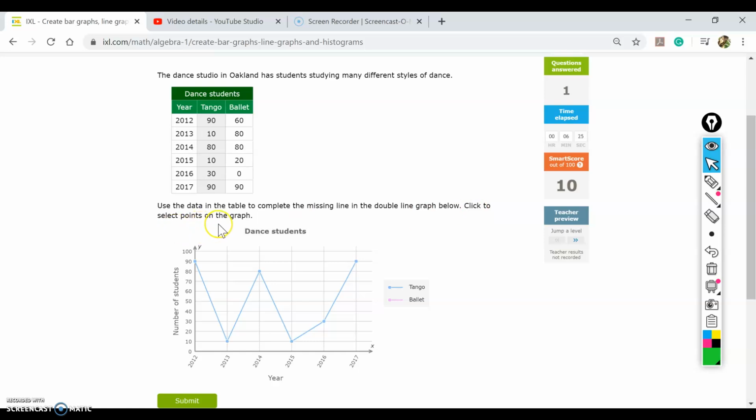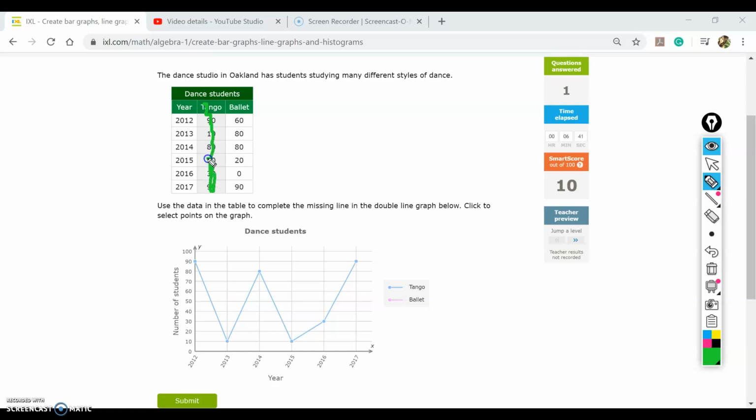Click to select the points on the graph. The graph they're giving me already is a tango graph, which is all of these numbers. They already used them, so I'm not going to use those anymore. And you know what I'm going to do? I'm going to cross out those numbers so you don't get confused. So I'm just going to cross them out.